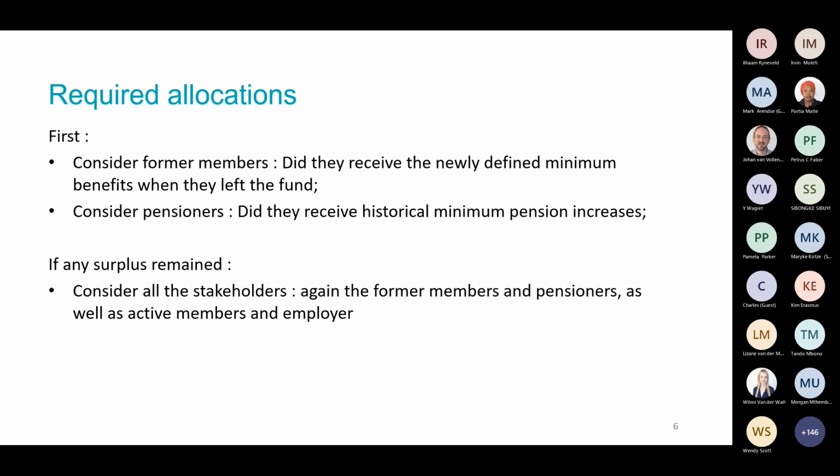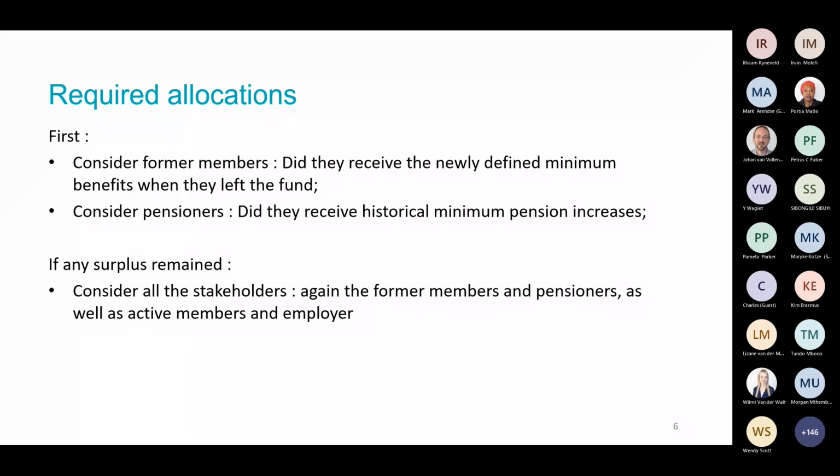Now, within the scheme, the hierarchy of which people take more preference would be firstly the former members, and these are members that left the fund before the surplus apportionment date, but did not get their minimum benefit. At that point, the fund has to first ensure that they top up or allocate sufficient monies, as far as the surplus in the fund is sufficient, to meet their minimum benefit, and also consider the pensioners should they not have received their minimum pension increases as well.